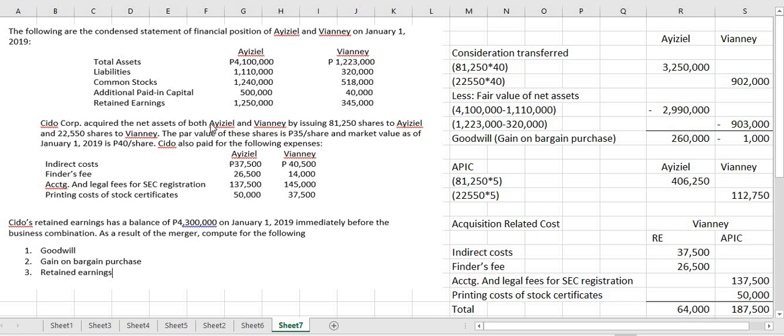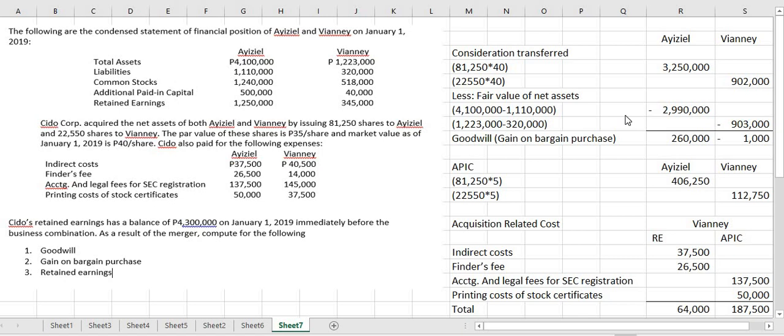So, you have also some costs incurred. You have indirect costs, finder's fees, accounting and legal fees for registration, and printing costs of stock certificates na na-incur. And then, the seller's retained earnings is a balance of 4.3 million January 2019, immediately before the business combination. So, as a result of the merger, compute for the following, we have the goodwill or bargain and the retained earnings. Okay?